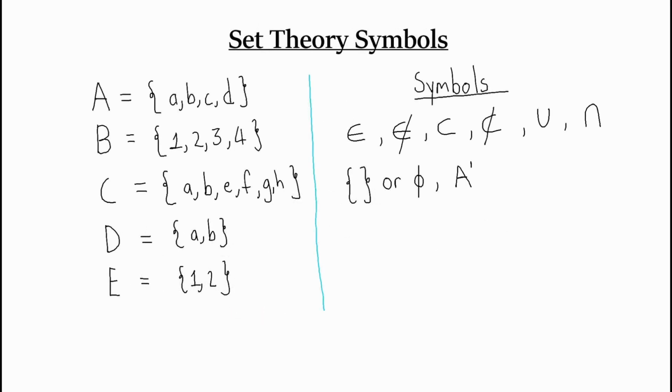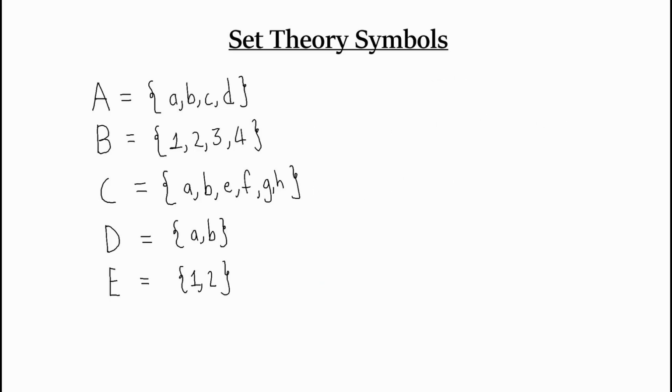You may come across some of these set theory symbols. A set is normally denoted by a capital letter. Now, this symbol means element of. So, lowercase c is an element of set A. Not an element of. Lowercase e is not an element of set A. Subset of. Set D is a subset of set A. Not a subset of. Set E is not a subset of set A.